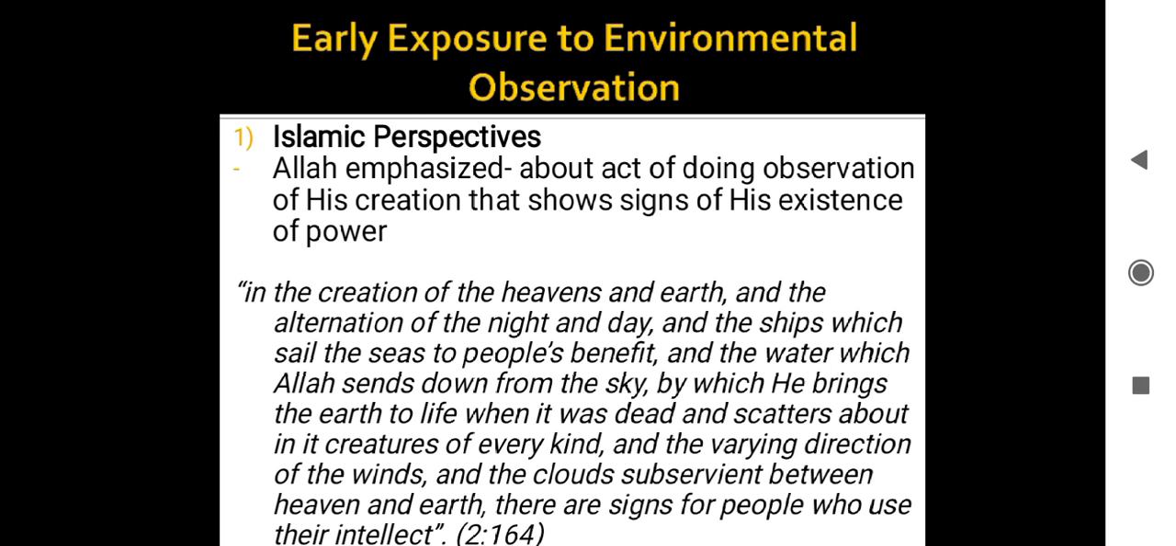And then how this water from the sky, which refers to rain, is able to bring the earth to life after death. And then Allah asked us to observe how He scattered creatures of every kind. And Allah also asked us to observe the varying direction of the wind.